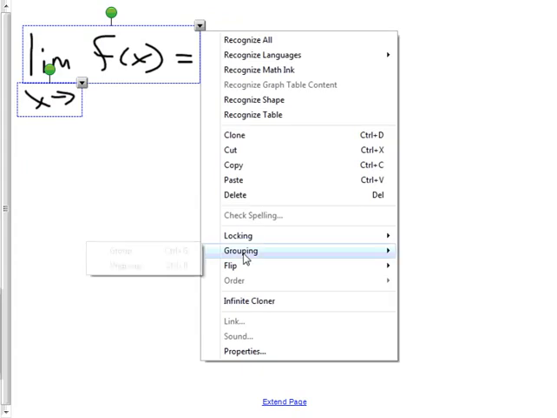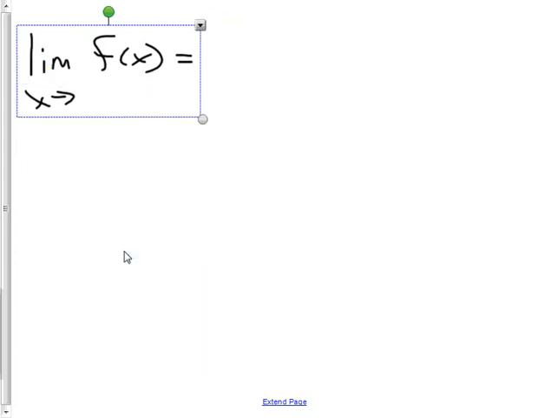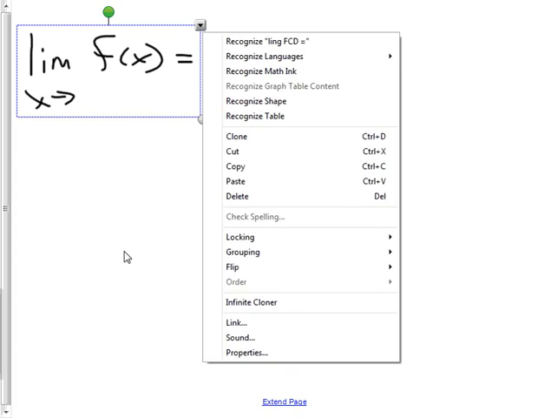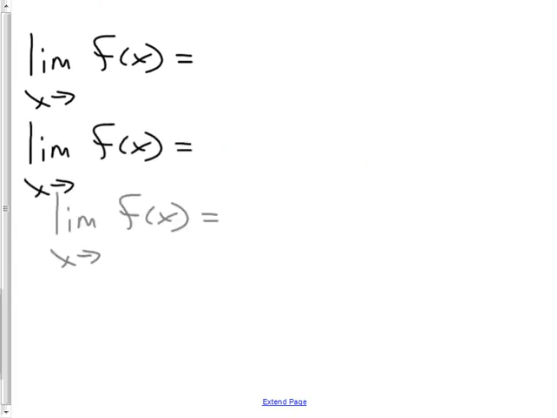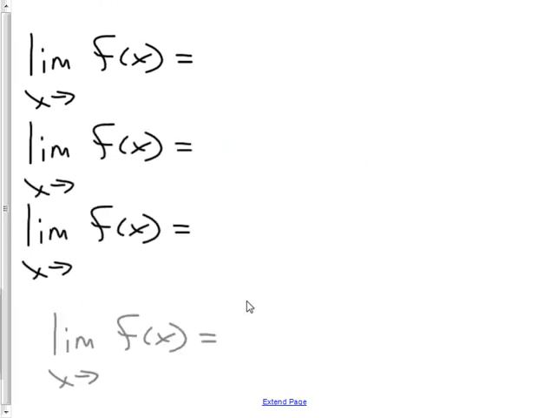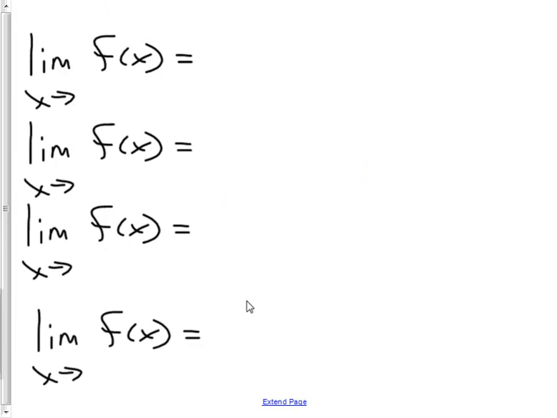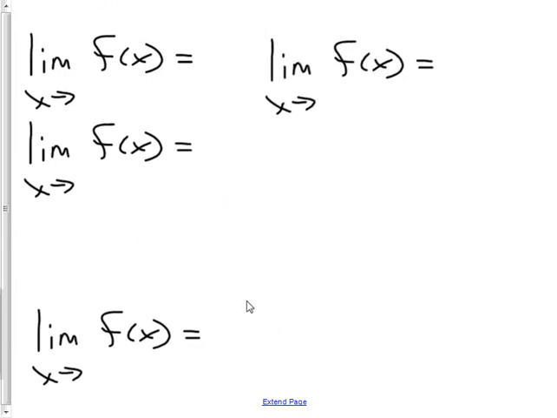Now I use the wonders of technology to replicate that whole thing. First, I group it. Now those are kind of hard to read because they're so close to each other. I'll just spread them out.